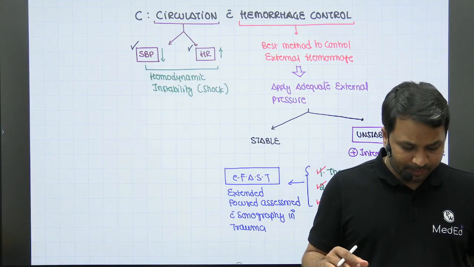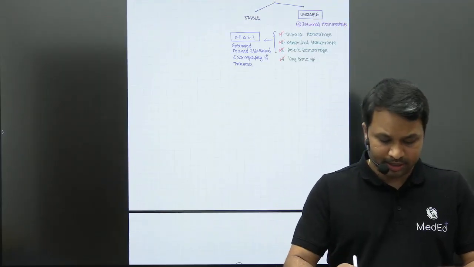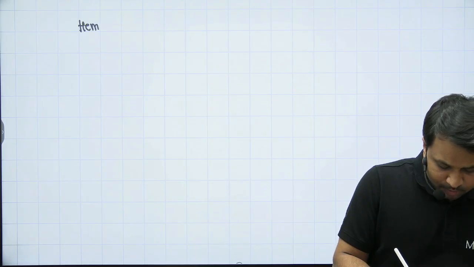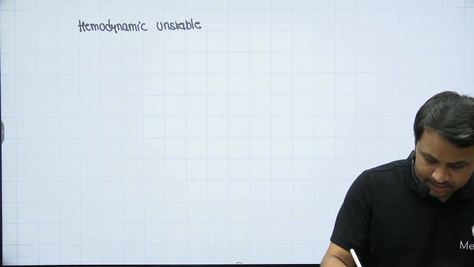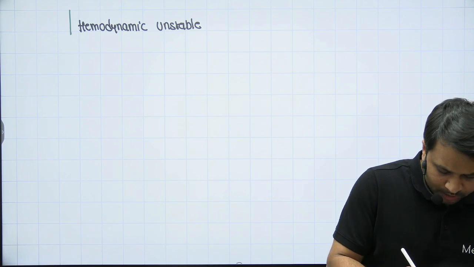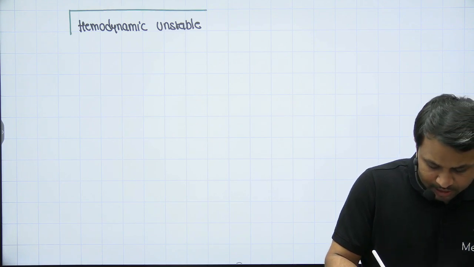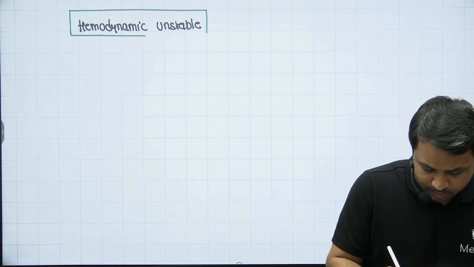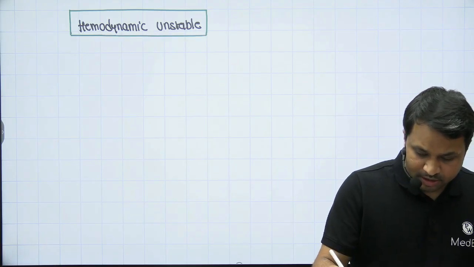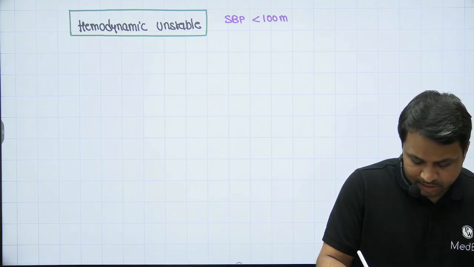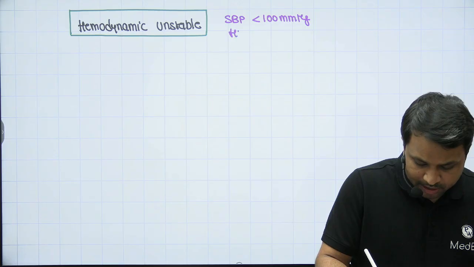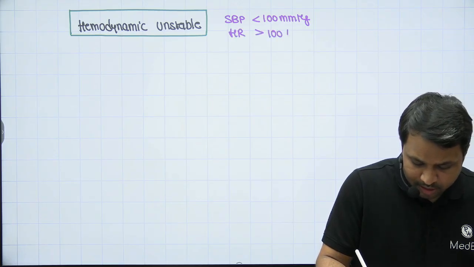Now, once we have a patient who is hemodynamically unstable, what is your approach? Let's say I have a patient with hemodynamic instability. How would you like to address this patient? If you land up in a casualty with a hemodynamically unstable patient, in the context of hemodynamic instability, I can say the systolic blood pressure is less than 100 millimeters of mercury, and the heart rate is more than 100 beats per minute.